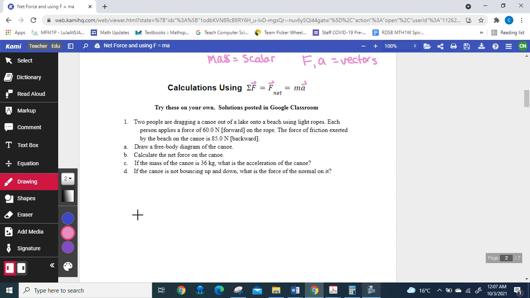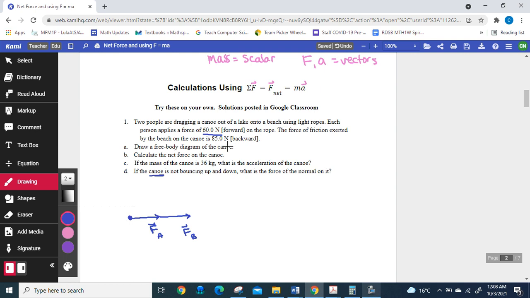So the first thing we want to do is a free body diagram. Let's remember that a free body diagram always starts with a dot for the object. In this case, it's the canoe. We need two people, each with a force of 60 newtons forward. I'm just going to call it A for person one and B for person two. You can use ones and twos, it doesn't matter.